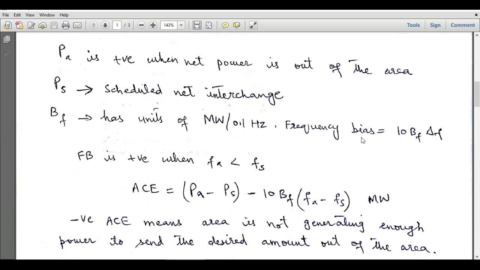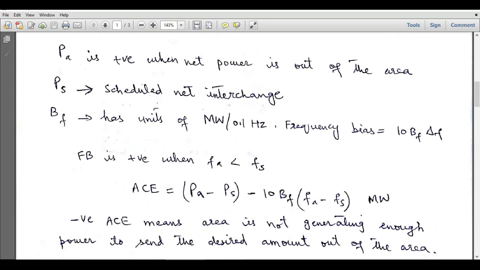Frequency bias is mathematically equal to 10 BF into delta F. So area control error involves the difference of these two powers, actual net interchange and scheduled net interchange, minus this frequency bias, so minus 10 BF (FA minus FS). So delta F is equal to FA minus FS. And this area control error is evaluated in the units of megawatts. Negative area control error means the area is not generating enough power to send the desired amount out of the area.